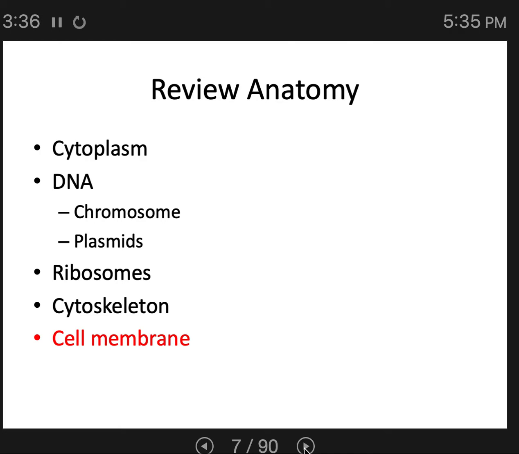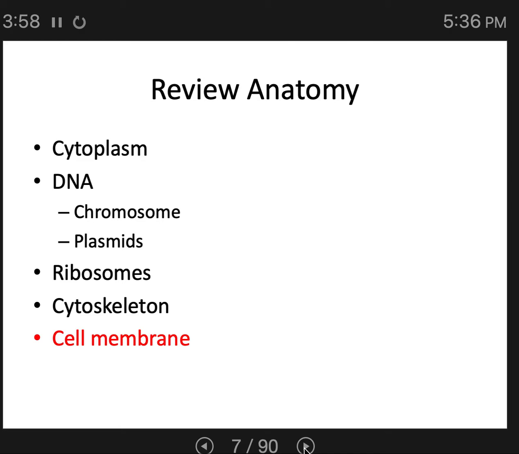So the cytoplasm is the liquid inside of the cell, and it's 80% water. But because of the other things dissolved in it, it tends to be quite viscous. So viscous means sort of like syrupy. And so the kinds of things that you'd find dissolved in the cytoplasm are proteins and sugars and electrolytes, things that the cell needs to live.